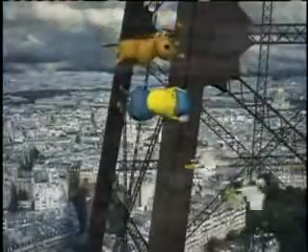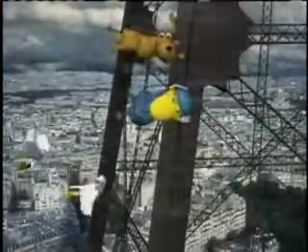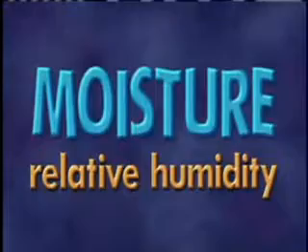These air pressure differences cause the movement of air, which we call wind. Finally, the amount of moisture in the air, called relative humidity, also influences weather. Moisture in the atmosphere condenses, causing clouds to develop and precipitation to fall to the Earth.